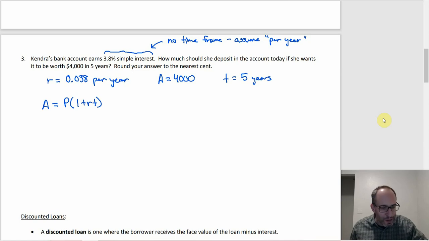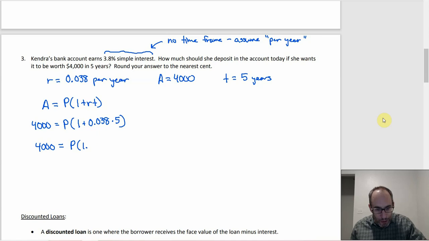So then we can sub in, and we'll have that 4,000 equals P times 1 plus 0.038 times 5. So inside the parentheses, that actually works out pretty well. It's 1.19. So the 0.038 times 5 will give you 0.19. And so what we're going to get is 4,000 equal to P times 1.19.